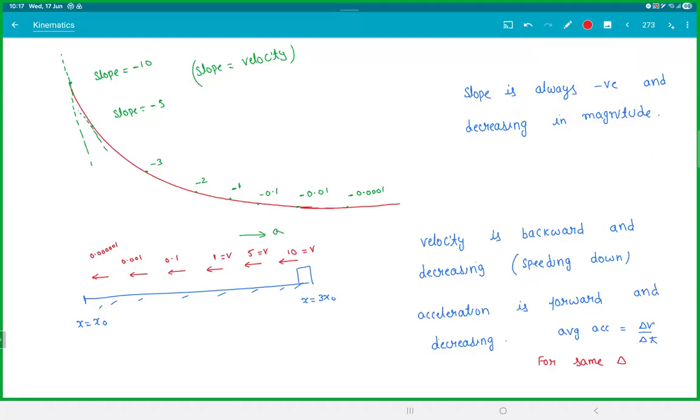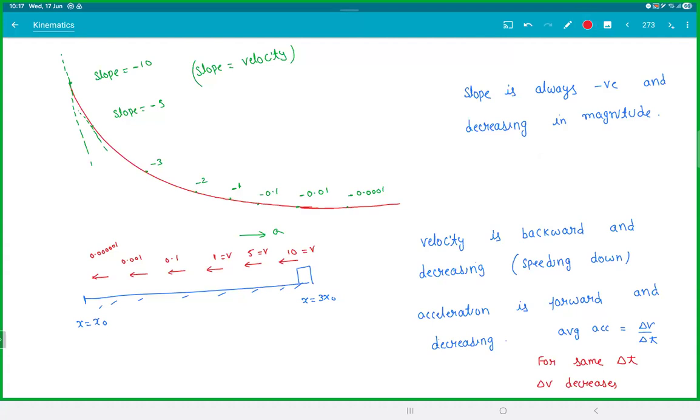For same time interval delta t, delta v decreases. Initially, in 1 second, you'll decrease 10. After a long time, 1 second, you'll decrease negligible amount. Is this all clear? Acceleration is always decreasing, but it is always forward.